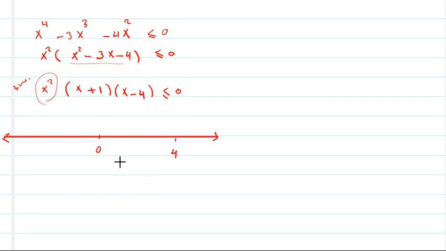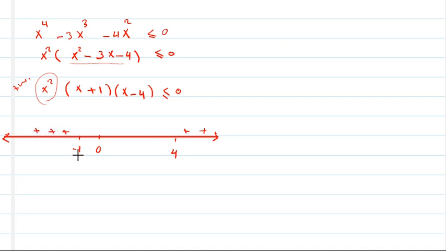I have here 4 and here -1. Now let's check. Let's take a number greater than 4, let it be 5. 5 plus 1 is positive. 5 minus 4 is positive. It's always positive here. And let's take a number less than -1, let it be -2. -2 plus 1 is negative. -2 minus 4 is negative. Negative multiplied with negative gives us a positive.